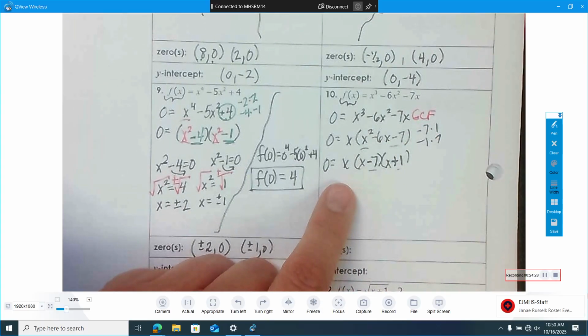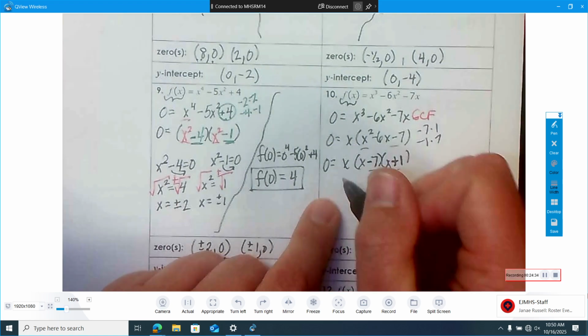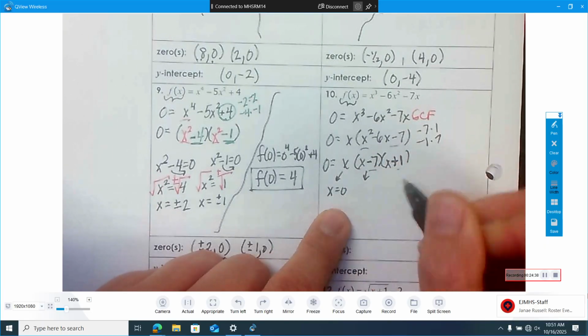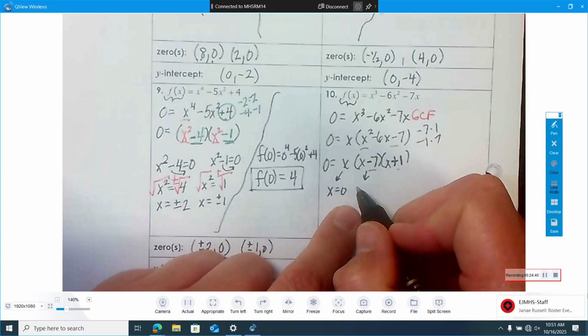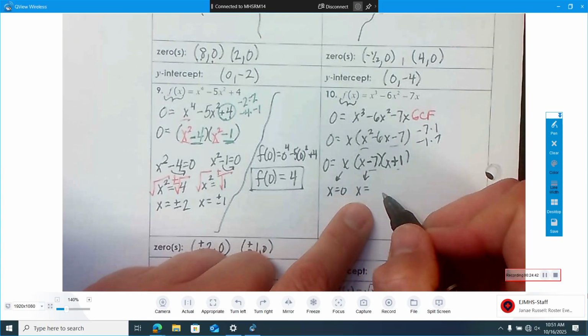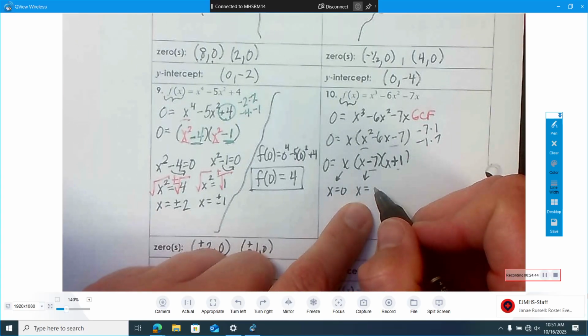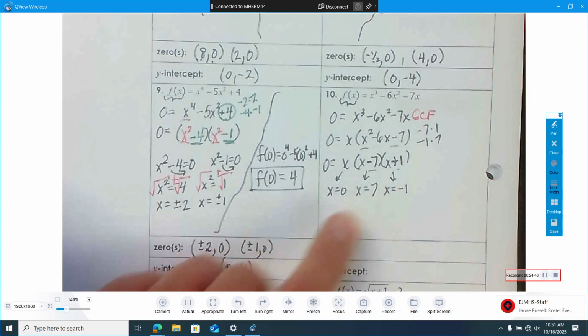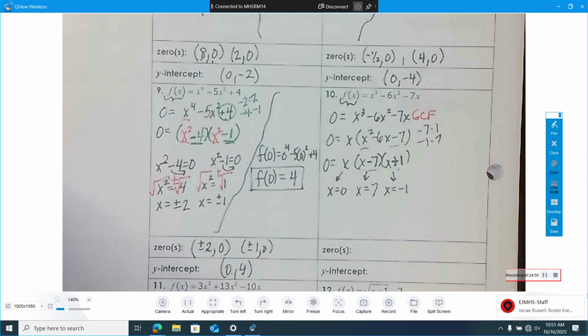And then we have to set each thing equal to 0. How many things do we have? 3. We have 3 things. So we get x equals 0, x equals 7, and x equals negative 1. Each thing gets set equal to 0 and solve.